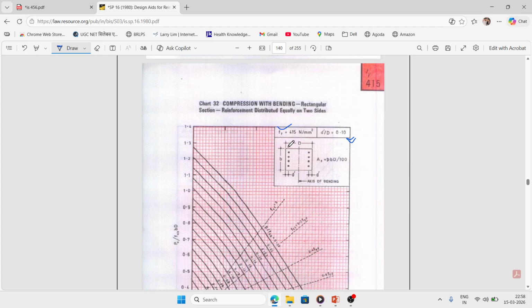The steel that I am using in the column is distributed on only both sides, not on all sides. What is the meaning of all sides? Suppose the column is like this and I am providing the steel like this. So this reinforcement is distributed on all four sides, equally. That's why I'm using this chart.